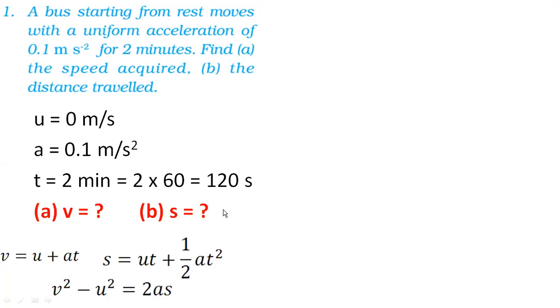We have three formulas for those, three equations of motion. v is equal to u plus at. s is equal to ut plus half at square. And v square minus u square is equal to 2as. Now the choice is yours. You can take any formula. But we will go with v is equal to u plus at, because in this formula we just have to find the value of v. The u value, a value and t value are all already available to us, so we can easily find v.